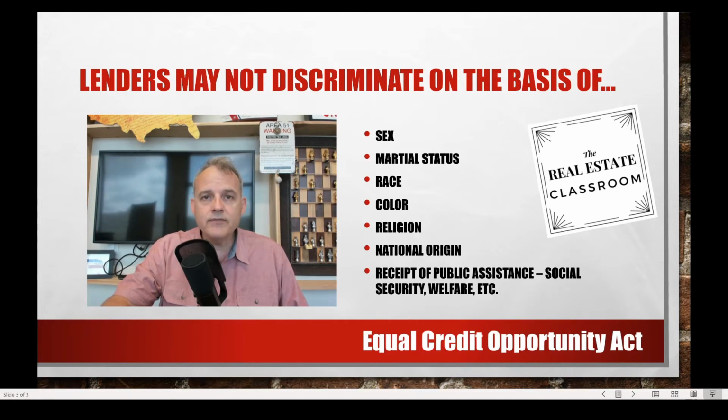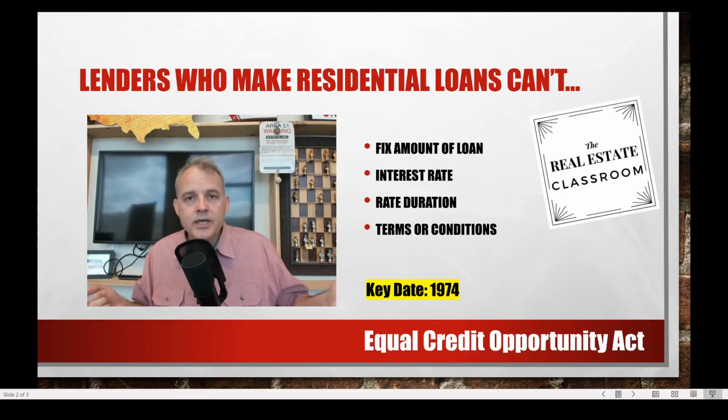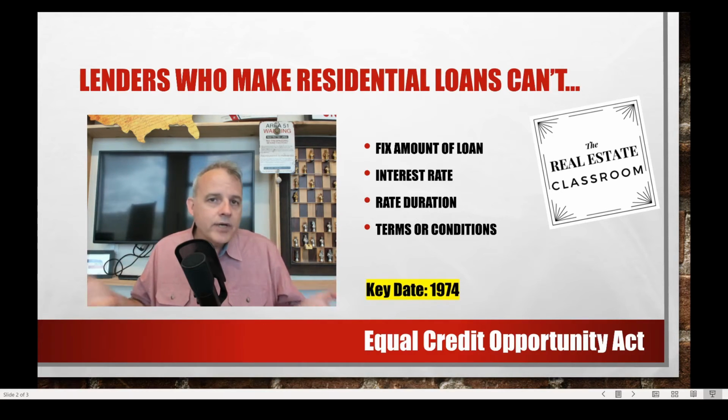Now, what's the prohibitive conduct? That is someone who's a member of one of those protected classes under this law. A lender providing a loan for residential property cannot fix an amount, meaning they couldn't say African Americans, we're only going to loan you a maximum of $300,000. Everybody else, we're going to go to $1 million. They couldn't have differing interest rates. They couldn't have differing terms and conditions. So they couldn't say, Latinos, we're only going to give you a 20-year mortgage and everybody else can get 30 years, right? So that's what we mean by protected classes and the prohibitive conduct.